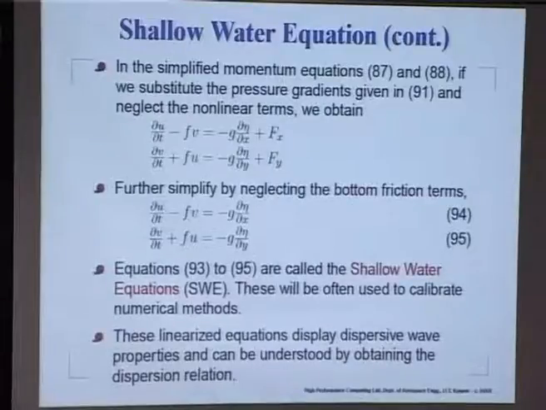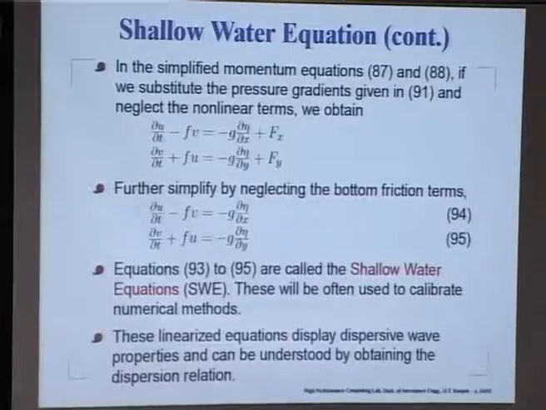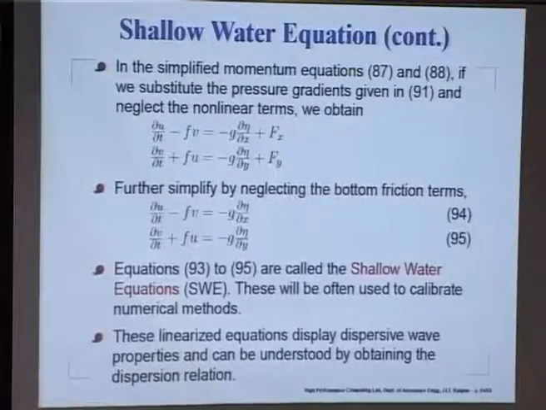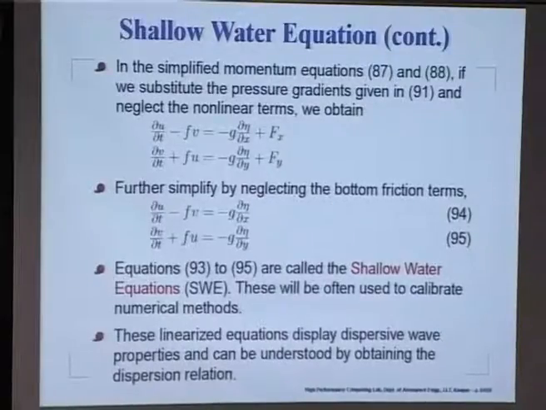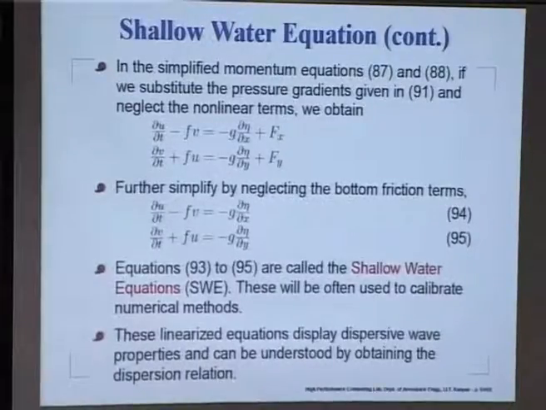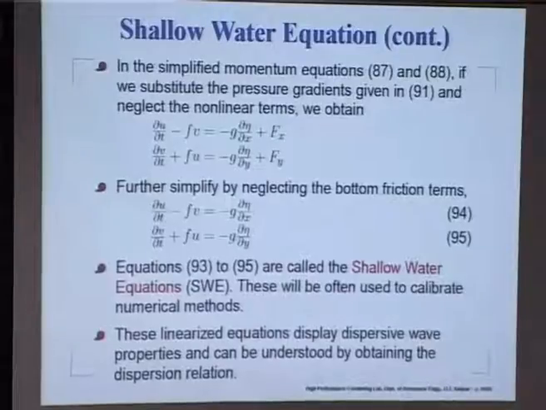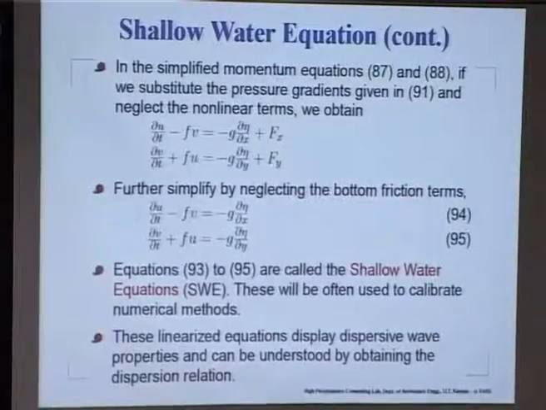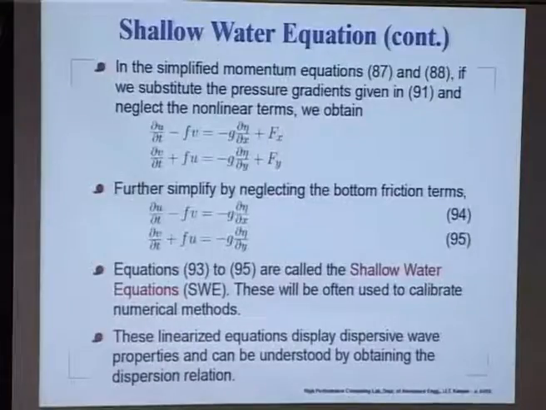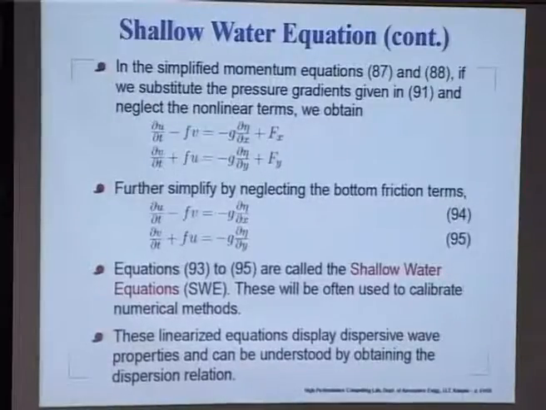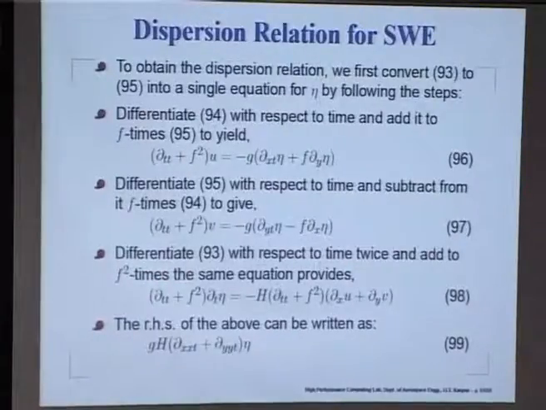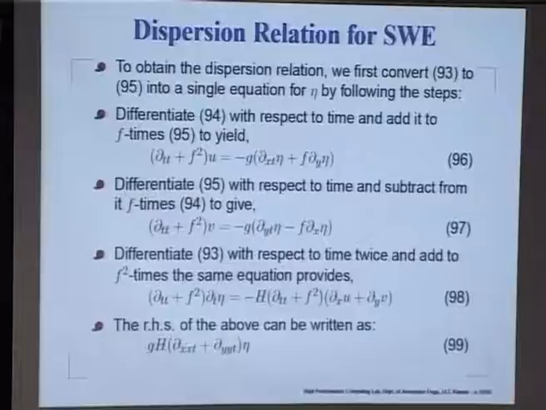We are actually going to use this equation to calibrate numerical methods. Now, why do we do that? Because we have seen the other equation we talked about, the D'Alembert solution of the wave equation. That equation was non-dispersive and did not show any attenuation, whereas this equation shows dispersive wave properties. And to understand that it is indeed dispersive, we try to obtain the dispersion relation. Now, let us go through this exercise step by step.